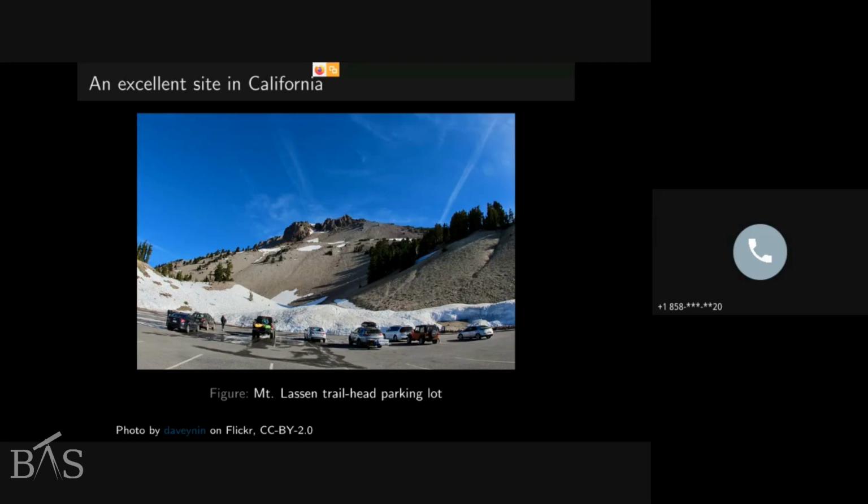Now, of course, pictures like this look very nice. Your site can look much less beautiful, but it can also still be an excellent site, right? The middle of nowhere, flat land is still okay.